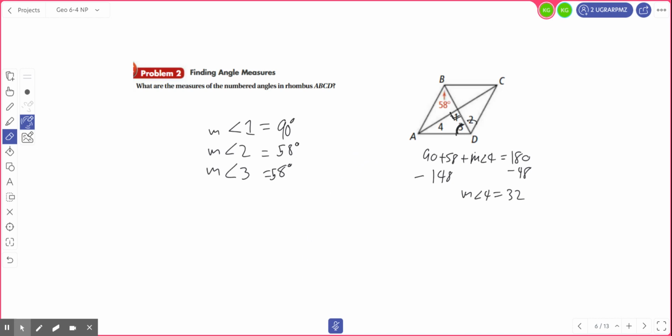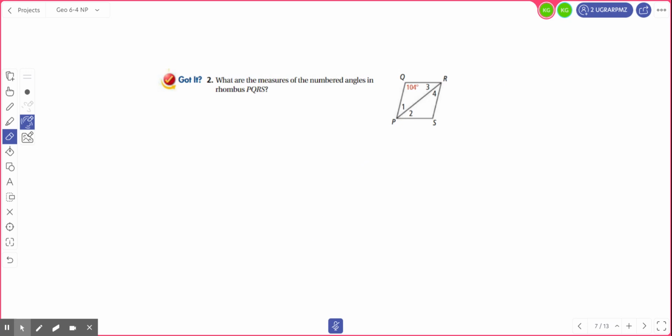All right. Here's a problem. What are the measures of the numbered angles in this rhombus? Use what you know about rhombuses to answer that question.